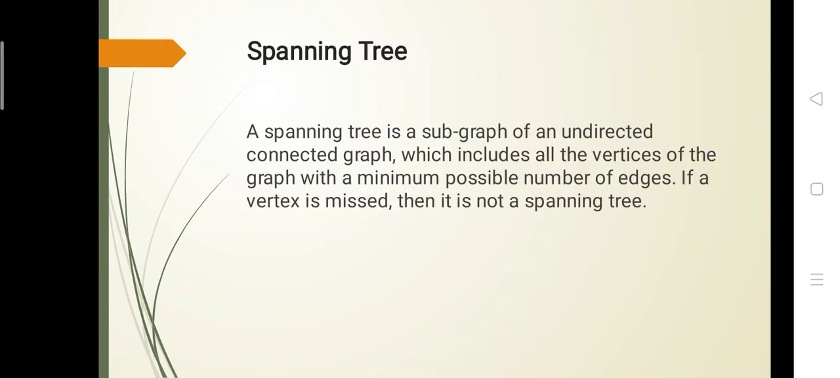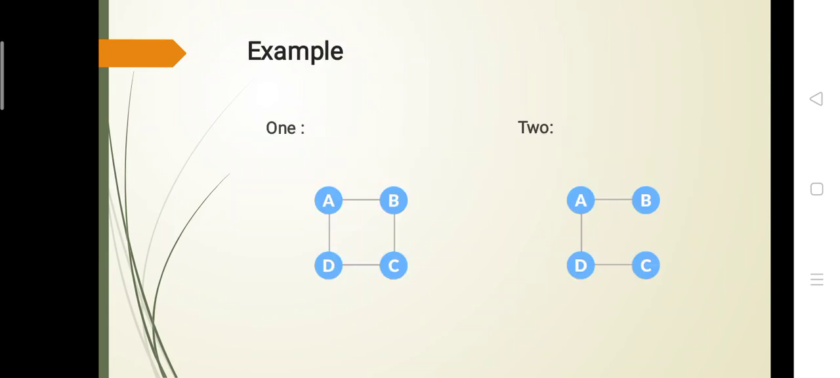अब स्पैनिंग ट्री आ जाता है. स्पैनिंग ट्री इज अ सब ग्राफ ऑफ अनडायरेक्टेड कनेक्टेड ग्राफ which includes all the vertices of the graph with a minimum possible number of edges. If a vertex is missed, then it's not a spanning tree. स्पैनिंग ट्री की कुछ एग्जांपल्स हैं.